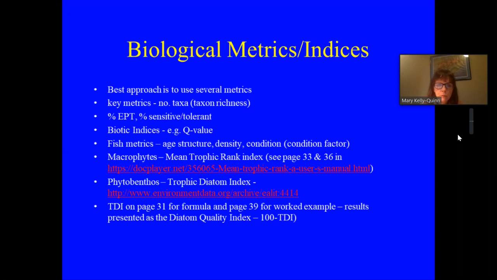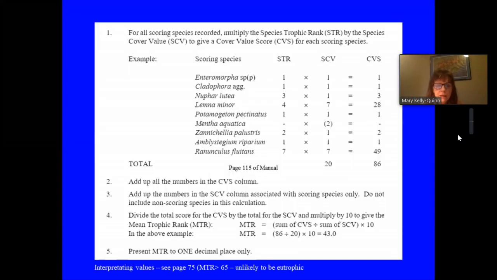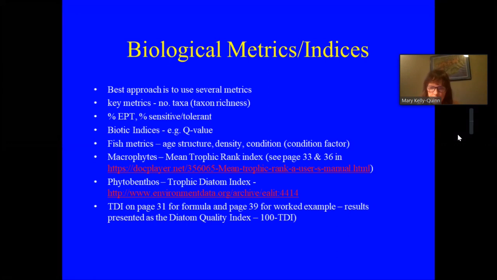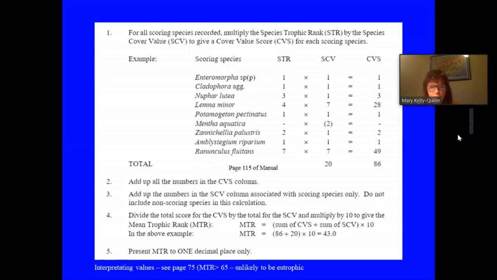Okay. Can I put this up? So that's an example of your mean trophic rank index. So you have the sensitivity of the species, you have a cover value, and it just shows you then how you calculate the index. And generally with the MTR, your value, I think it's different from the trophic diatom index. If you get values greater than, say, 65, it's unlikely to be eutrophic. But if you go to those pages that I recommend, you get enough in that.